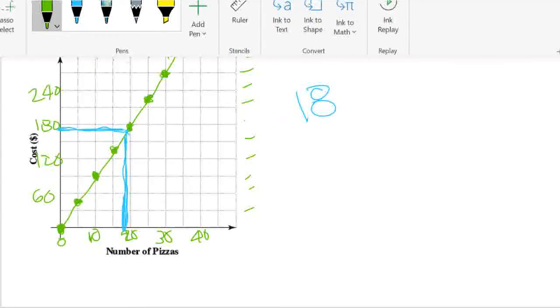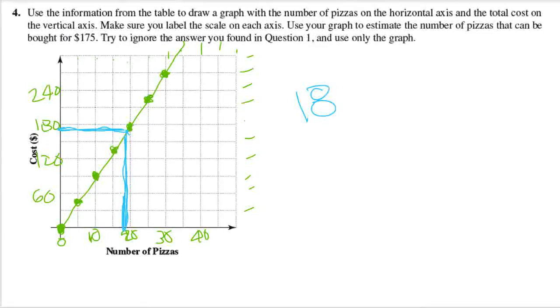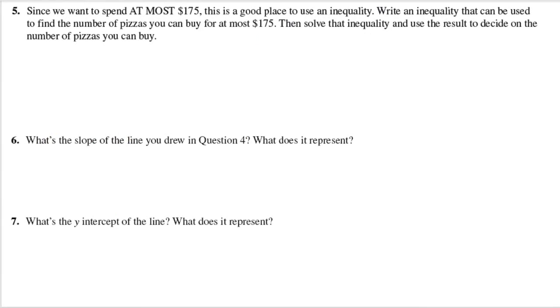But that illustrates that graphs are good for visualizing things. And you can use them mathematically to some degree of accuracy. Okay? So anyway, try question 5 and restart the video once you have done question 5.